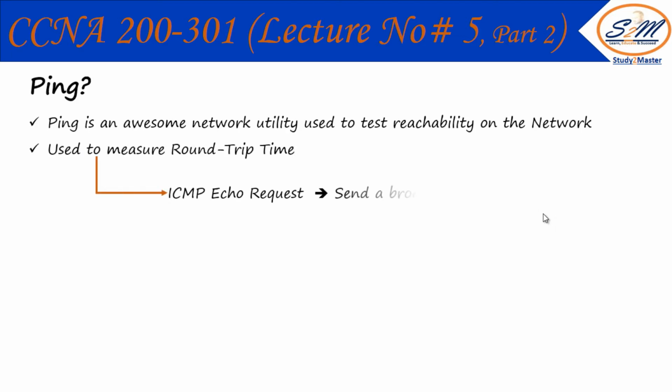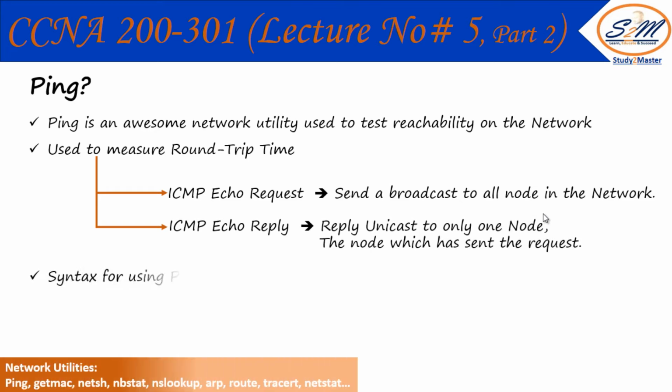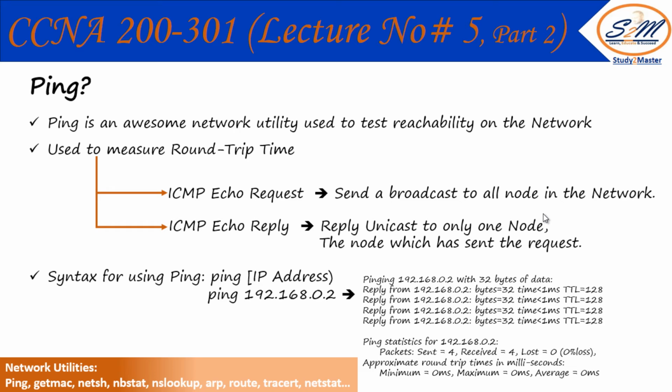Ping is an awesome network utility used to test reachability on the network and to measure round trip times. Ping also has two ICMP messages: ICMP echo request and ICMP echo reply. The ICMP echo request sends a broadcast to all nodes in the network.